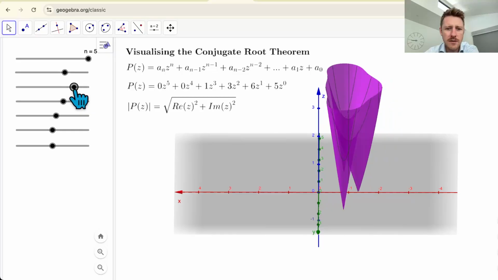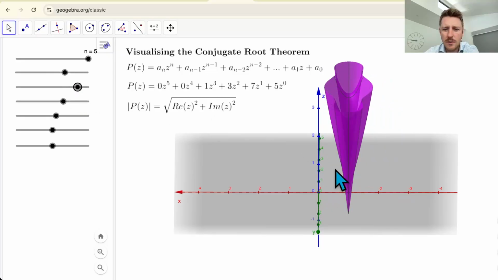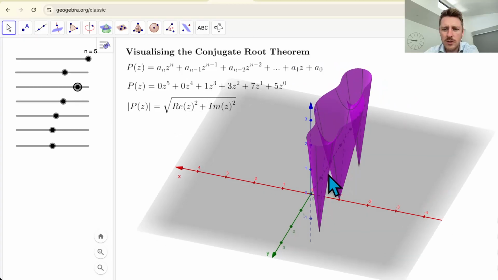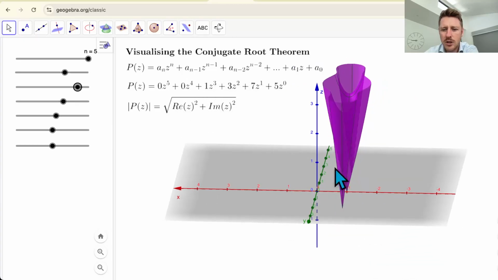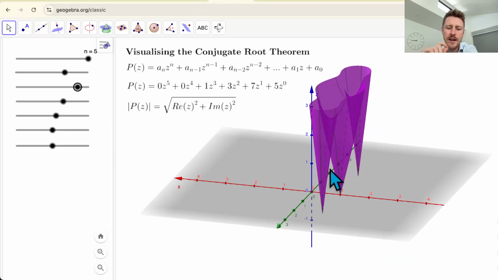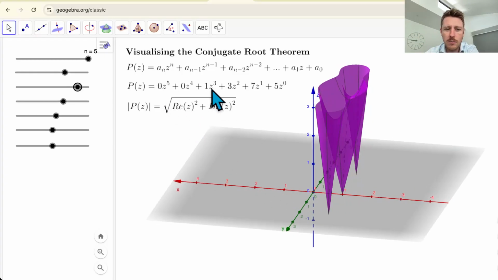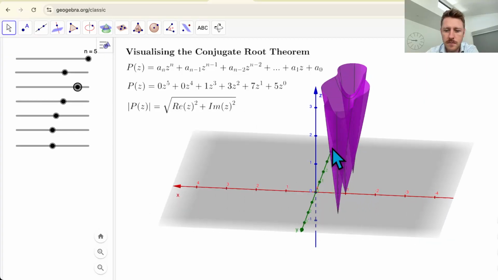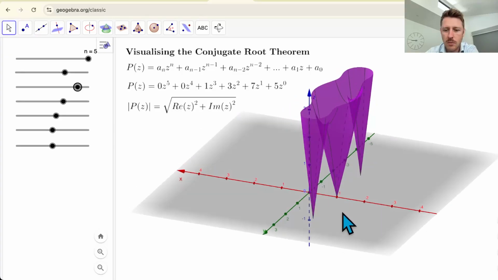And what we have here in purple is what's called the modulus surface. Let me explain what that is. The x value represents the real component of the complex number. Remember, z is a complex number made up of a real part and an imaginary part, so x plus iy. The x part is the real part, and the y coordinate on this Cartesian coordinate system is the imaginary part of the complex number.